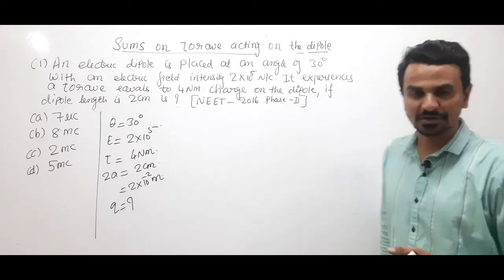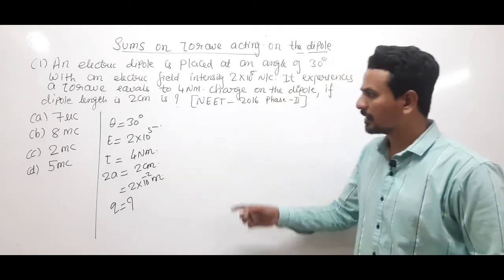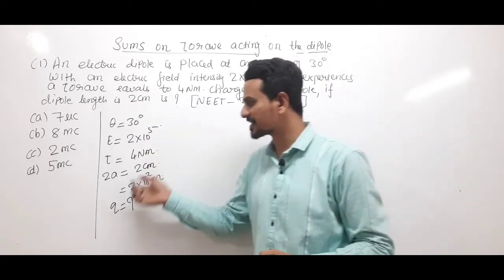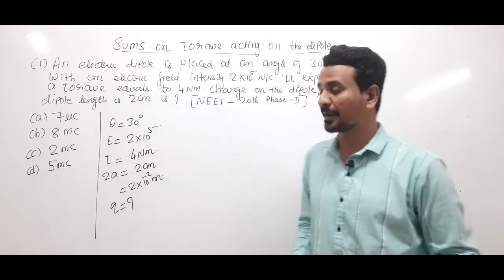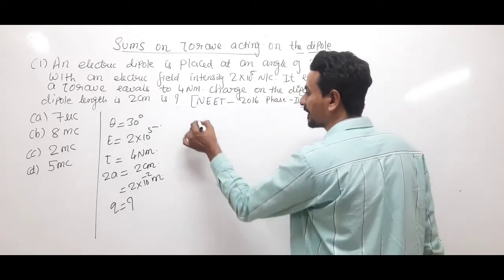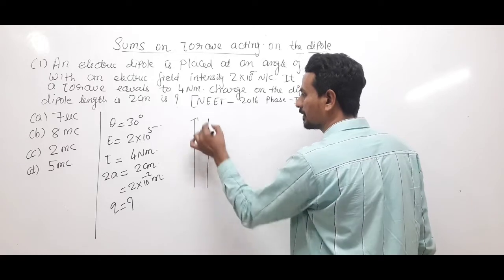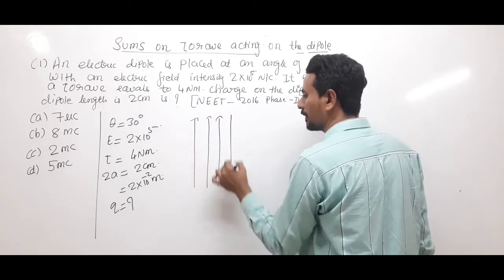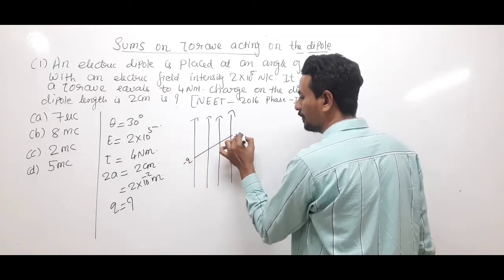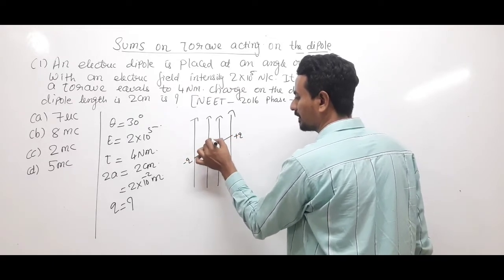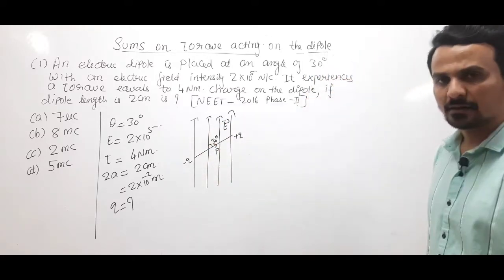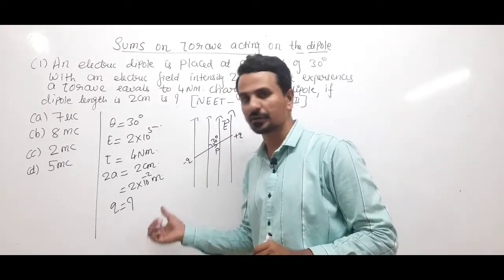We have been told to calculate the charge on the dipole. According to the question, you have been given the value of the electric field, and the torque acting on the dipole is also given, which is 4 Newton meter. The length of the dipole is given, and the dipole is placed at an angle of 30 degrees. That means if this is your uniform electric field, and your dipole is minus q, plus q, with dipole moment p, this angle is 30, the angle between P and E.